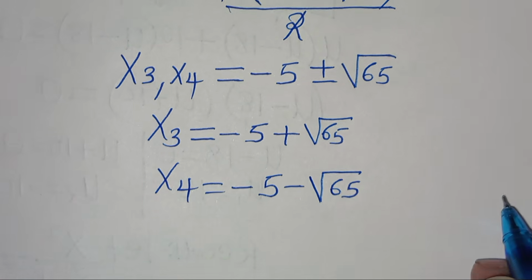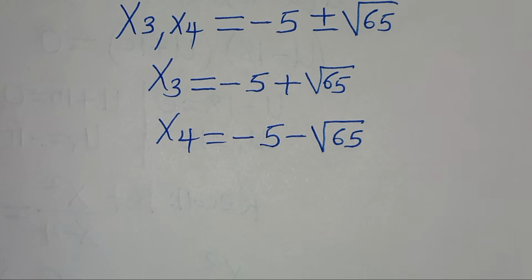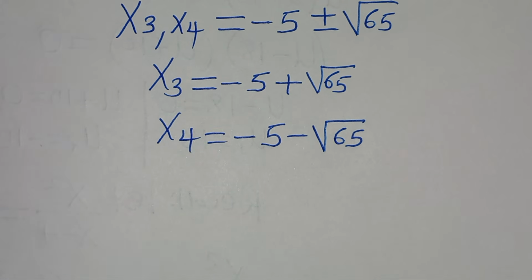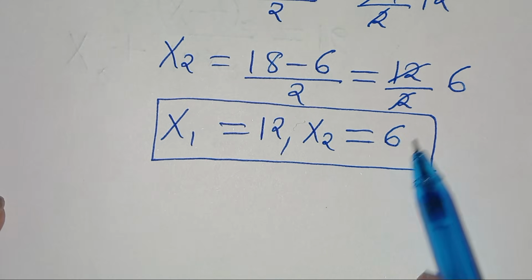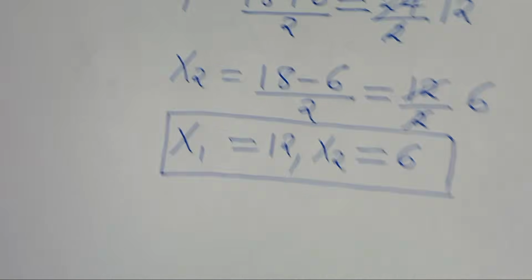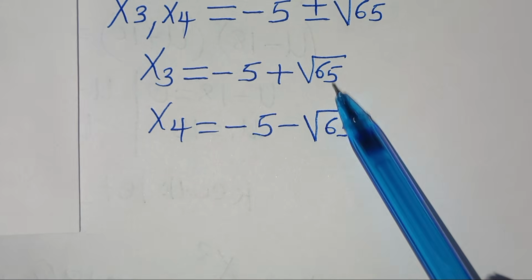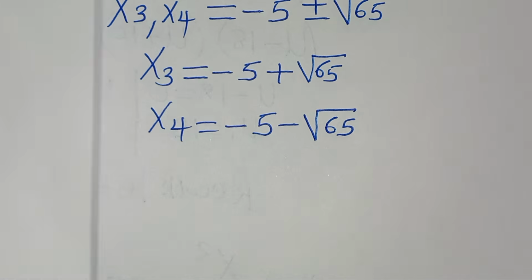And this totals to 4 solutions to this algebra problem. So we have x1, which is 12, x2 is equal to 6, and we have x3 is minus 5 plus square root of 65, and x4 is minus 5 minus square root of 65.